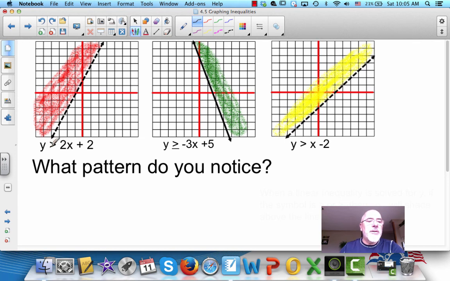Other patterns. All of these say greater than or equal to, greater than. What pattern do you notice about the shading? Right, it's shaded above in each instance. Right here it's shaded above the line, above the line, above the line. How do you know which side is above the line sometimes though?